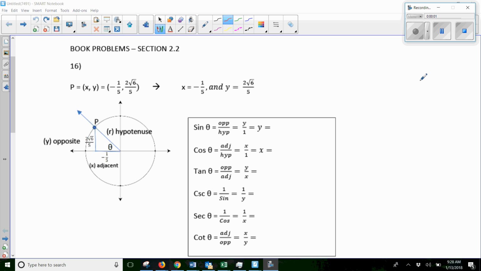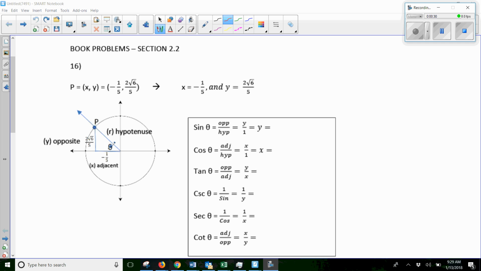Okay, in this video, we're going to take a look at a problem from the book in section 2.2, number 16. It gives us a point on the unit circle, x, y, and it wants us to find the 6 trigonometric functions. So you can see here, if we draw our unit circle, we have this point P. Notice it's in the second quadrant because it has a negative x and a positive y. Okay, so we just draw any point. It doesn't really matter if it's to scale. We just need to get our orientation.